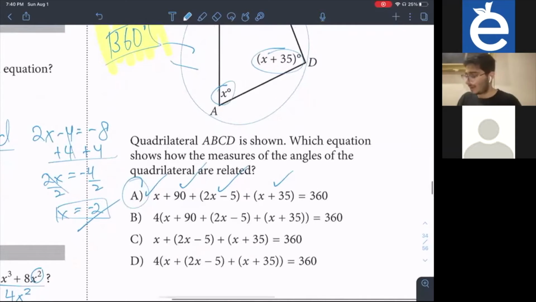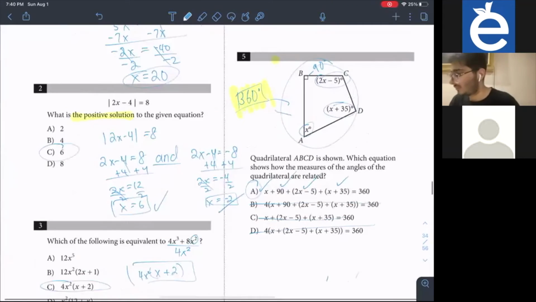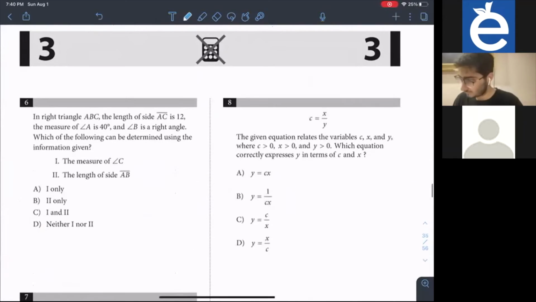But I can show you why B, C, and D are not the answers. For some reason, they're multiplying by 4, so this doesn't work because you're not supposed to do that. You just have to add them up. They don't have the 90 here, so this also gets eliminated. And they're also multiplying by 4 again, so choice D is out. So we know for question 5, it's choice A because you have to add all of them up.